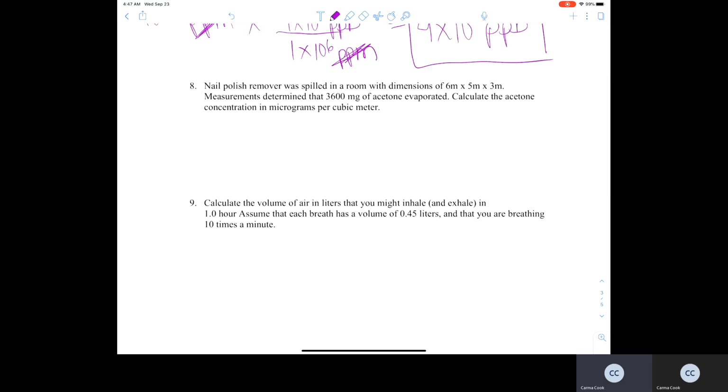Question 8, nail polish remover was spilled in a room, and the room has a dimension of 6 meters by 5 meters by 3 meters. Measurements determined that 3,600 milligrams of acetone had evaporated. Calculate the acetone concentrations in micrograms per cubic meter. And so with the dimensions of the room, we can calculate the volume of the room.